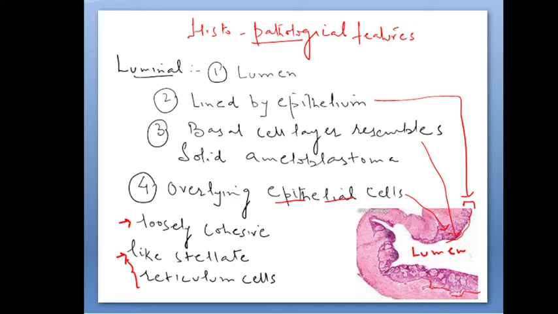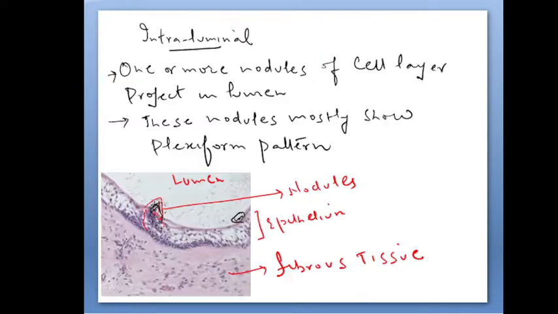The lumen is lined by epithelium, which has a basal cell layer that resembles that of solid ameloblastoma. The overlying epithelial cells are similar to the stellate reticulum cell layer seen in solid ameloblastomas. These are loosely cohesive and star-shaped cells. The intraluminal type of unicystic ameloblastoma has one or more nodules of cell layer which project into the lumen. These nodules mostly show a plexiform pattern.